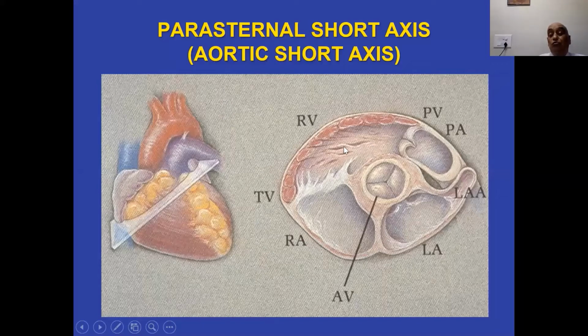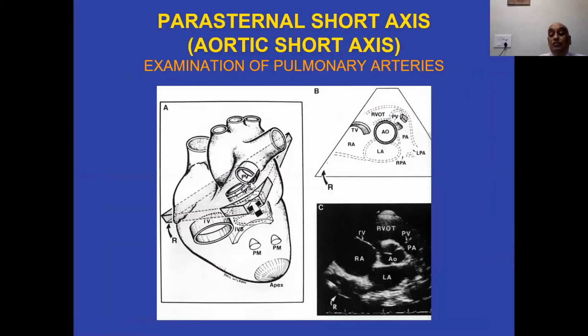This RV outflow tract is going to be anterior, and you're going to have the left atrium and the interatrial septum. So this is the parasternal short axis at the aortic position. And similarly, now you can see on the wedge how this is going to be, that these are the structures going to be cut. And this is the high short axis view.